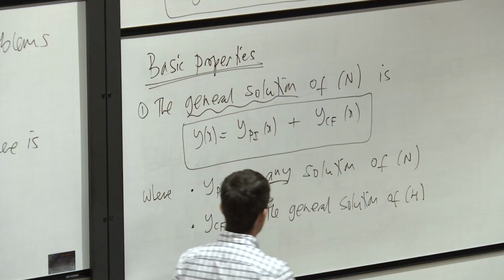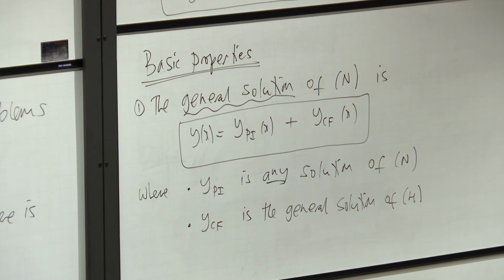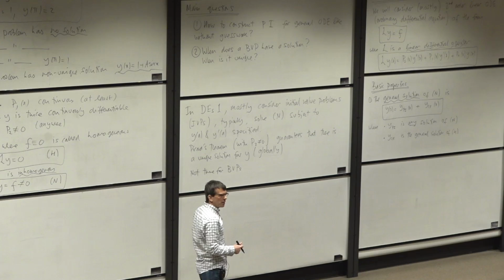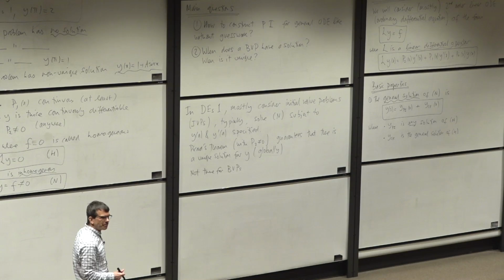Is that okay? So the particular integral is any solution that you can find by any means necessary of the inhomogeneous problem, and ycf is the general solution of the homogeneous problem, where you've got rid of the f on the right-hand side. Hopefully that all has some sort of familiarity to it.